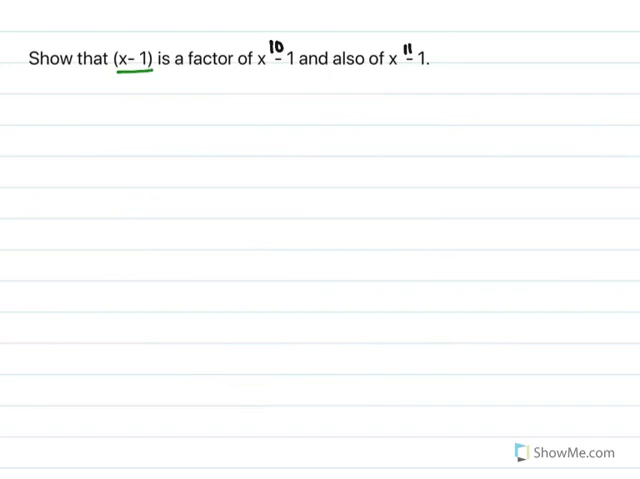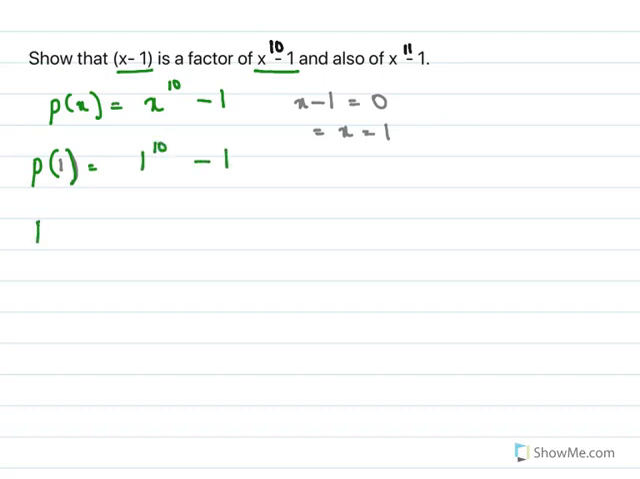Show that x minus 1 is a factor of x raised to 10 minus 1. So what we do is, first we have to find the remainder. So we have p of x equal to x raised to 10 minus 1. So we need to find the remainder with x minus 1. So x minus 1 equal to 0, x equal to 1. So we now find p of 1. And p of 1 equal to 1 raised to 10 minus 1. 1 raised to 10 is 1 into 1 into 1, 10 times, which is 1, minus 1. So p of 1 equal to 0.